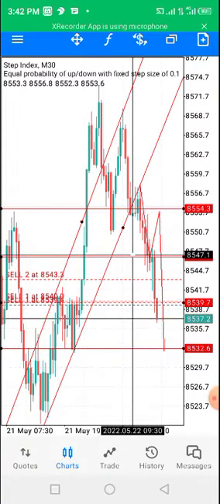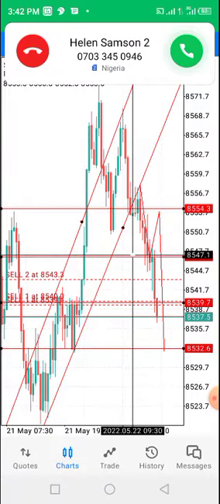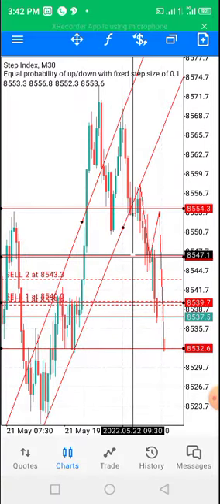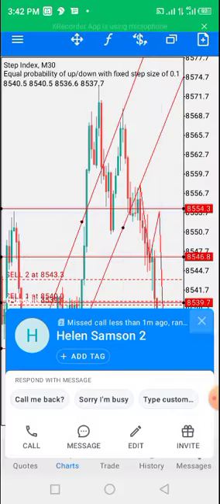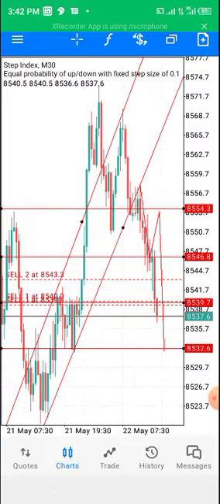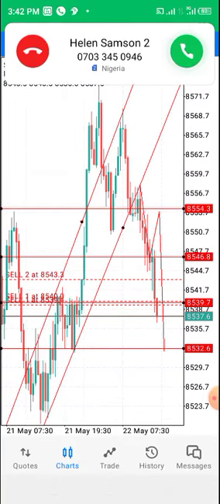So guys, this is very simple. This strategy is very easy, using your horizontal lines and your trend lines. You're using your support and resistance. It helps you a lot. So guys, this is the strategy I've been using, and it's been working perfectly 90% of the time.